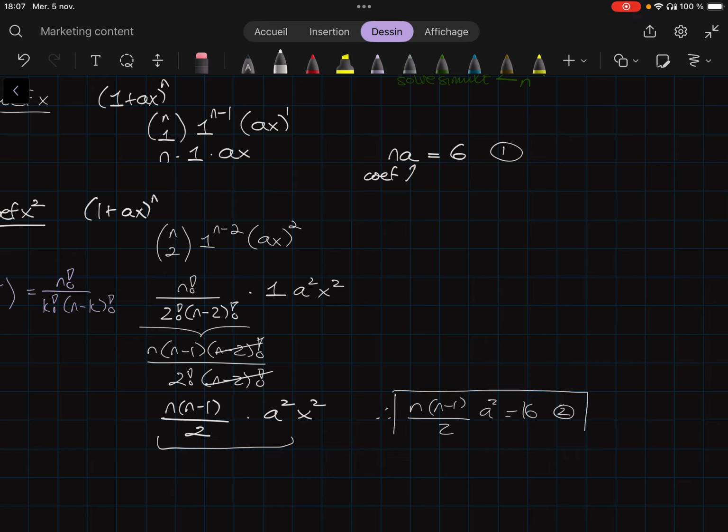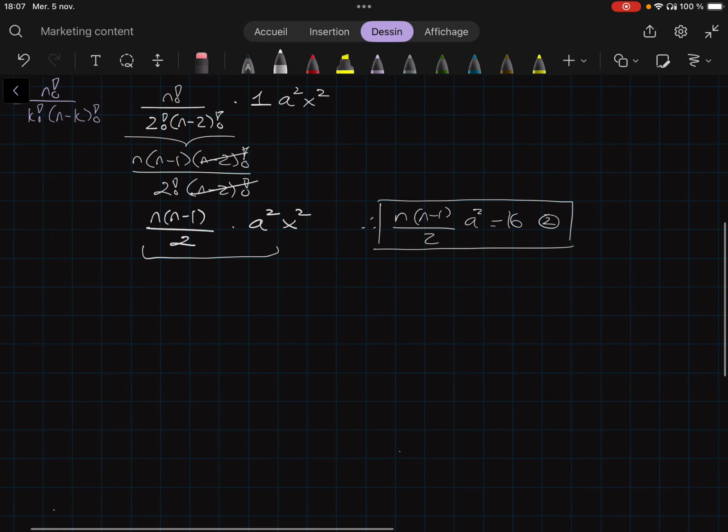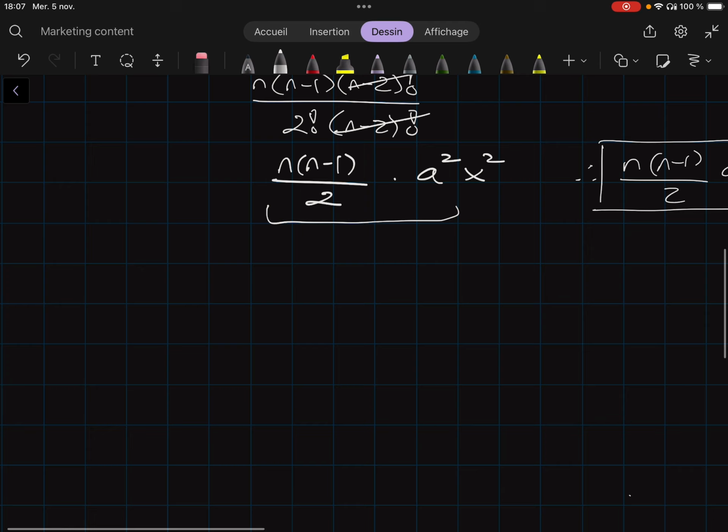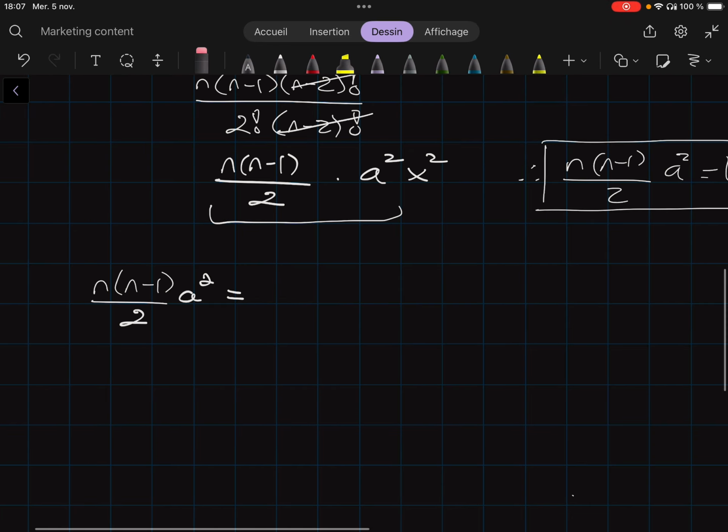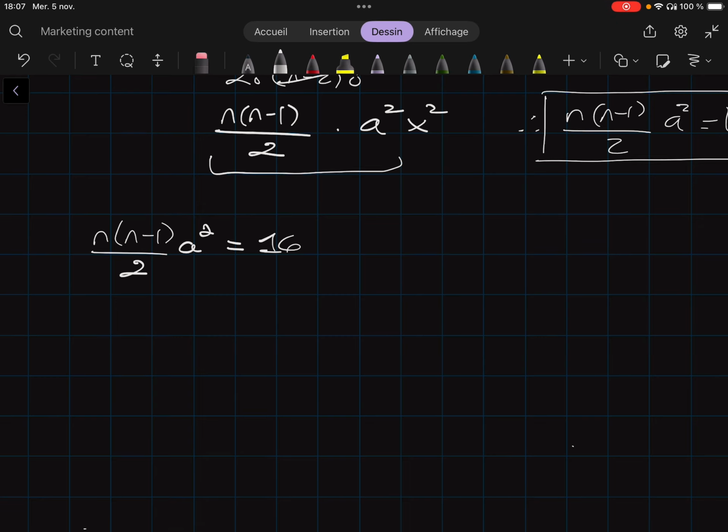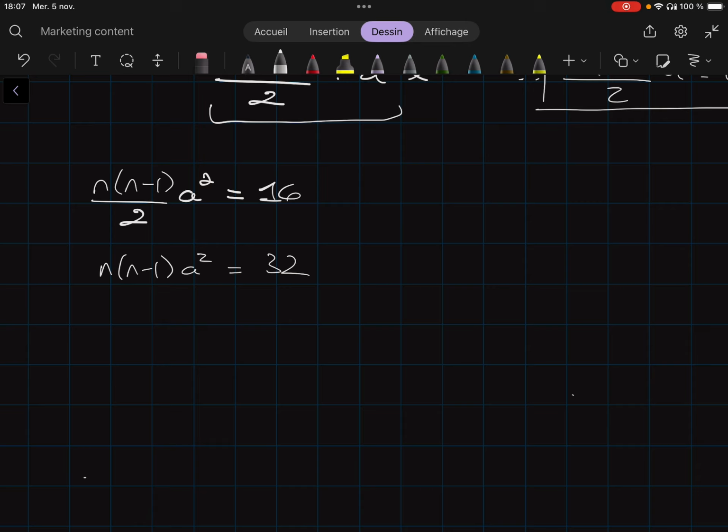Now we need to solve them simultaneously. Let's start with a more complicated equation. I hate fractions, so I am going to multiply both sides of the equation by 2. Expand and simplify the left-hand side.